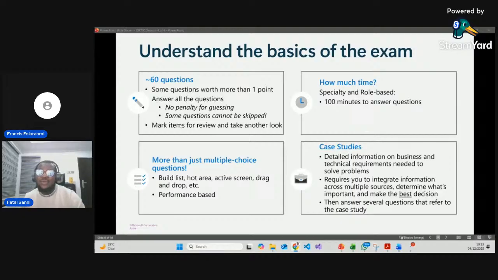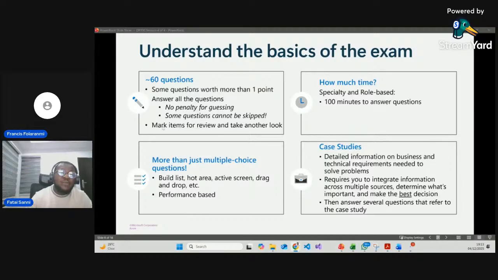How much time do you have? For a role-based exam, you have approximately 100 minutes. So you should budget about 100 minutes for the exam questions and answers themselves, and maybe about 30 minutes for other administrative tasks that you need to perform before, during, and after your exam. But the questions and answers themselves take about 100 minutes.